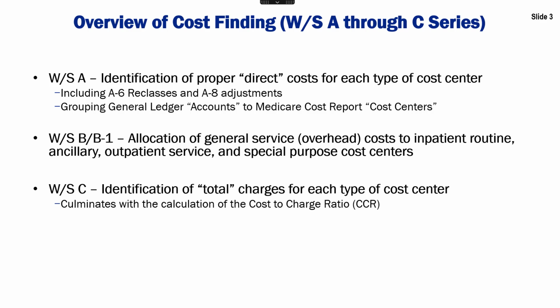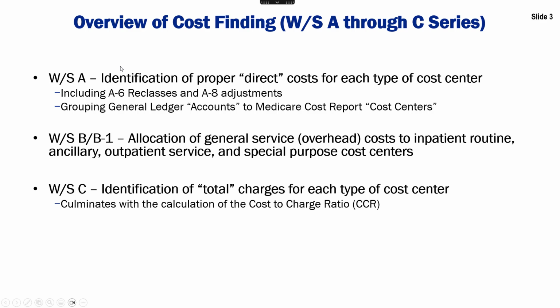Now, the term for Worksheet A is grouping, and you might take multiple accounts. Generally speaking, the accounting system of a provider will be much more sophisticated than the level of complexity in the cost report. In other words, multiple accounts on the provider's system need to be grouped into various cost centers. So that's what we're going to see later on.